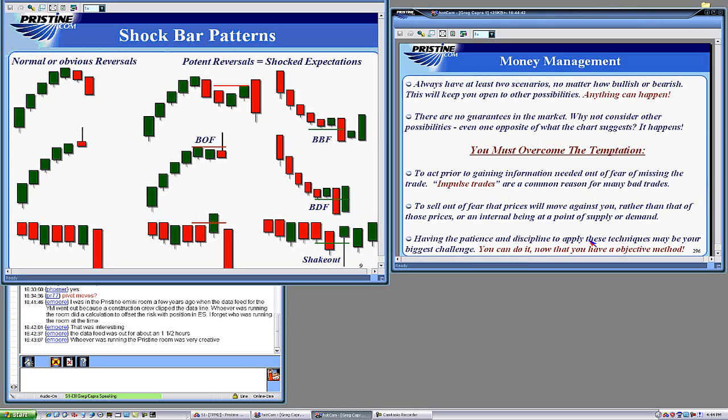The patience and discipline, we know that's the hard part. That's the human part. The technical part, understanding it, that's the easy part. It's overcoming the human part that makes trading hard. And so you can do it. You've got a method at this point. It's clear. It's objective. You just now have to work with it over time to gain confidence in it and have it become second nature to what you do on a day-to-day basis.